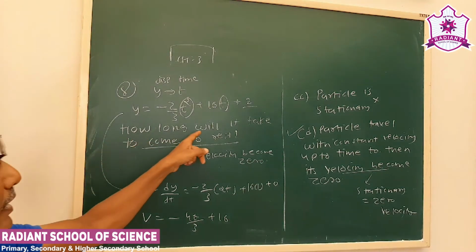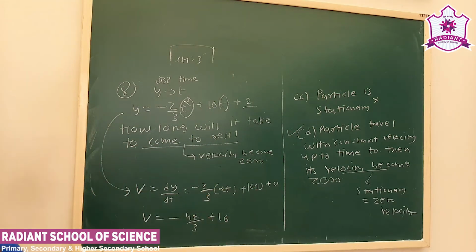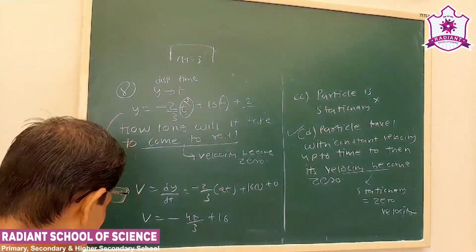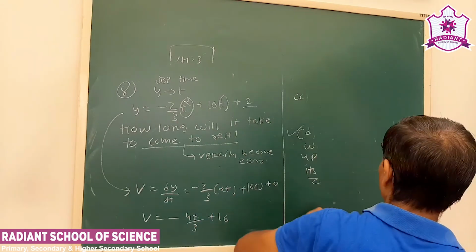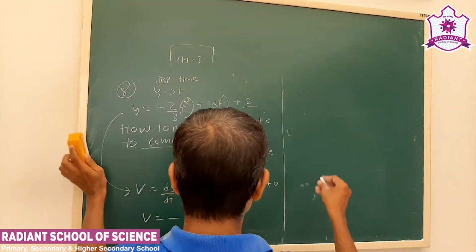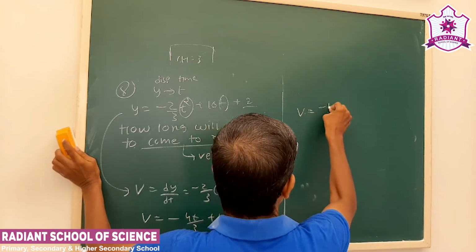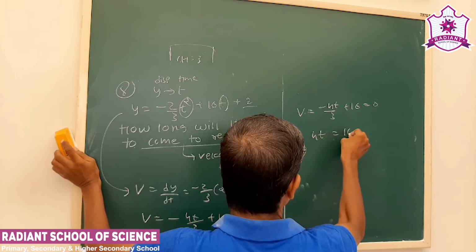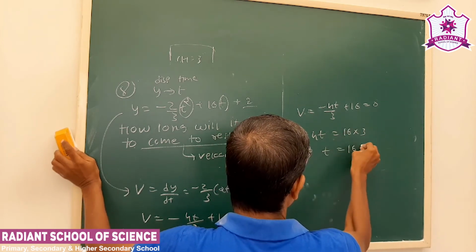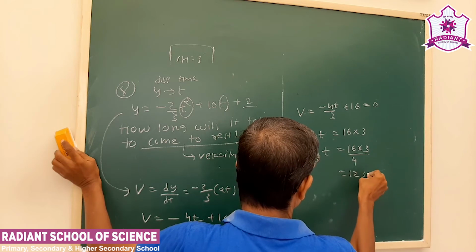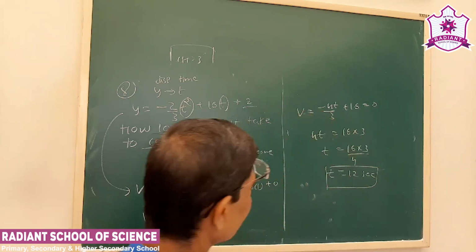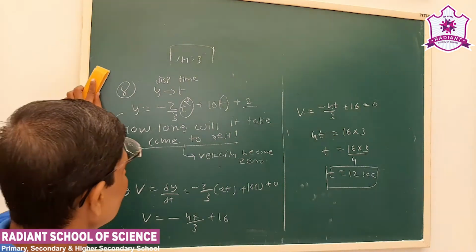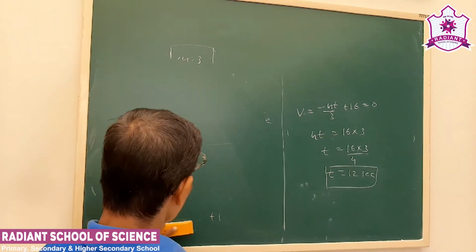Now here we have to find out how long it will take to come to rest. That means the velocity becomes 0. So if I equate the equation of velocity with 0, v is equal to minus 4t by 3 plus 16 equals 0, then 4t is equal to 16 into 3, t is equal to 16 into 3 upon 4. So the particle takes 12 seconds to come to rest. Okay, this is a very useful MCQ. Now see the next MCQ.